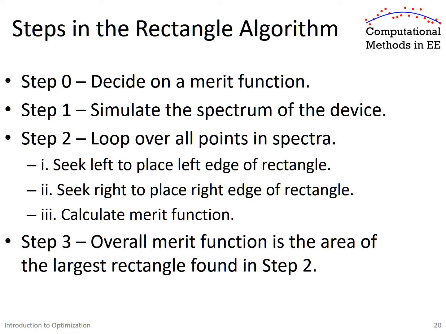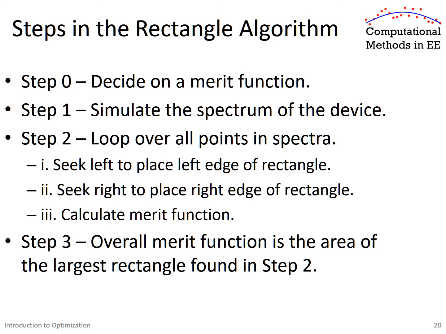So we decide on a merit function, we simulate the device, calculate its spectrum, and at that point we figure out where the biggest rectangle is. How do we do that? We set up a loop over the spectrum. And we have animations of this following it, so don't expect to absorb everything from this little step-by-step outline here. So we set up a loop and we go point by point across our spectrum. For every point, what we want to do is look left until we hit that spectrum line again, and essentially what we're doing is placing the left side of that rectangle. Then we seek right until we hit our spectrum again, and that places the right side of the rectangle.